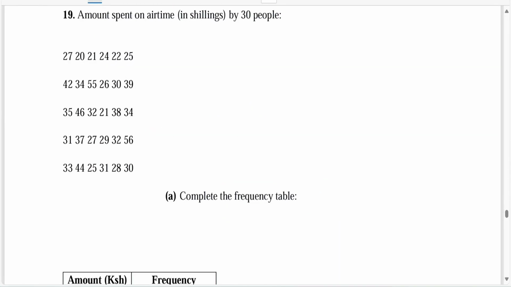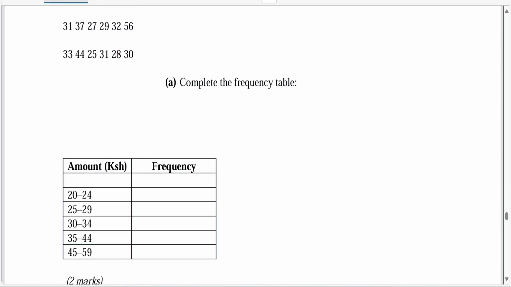Question 19. Amount spent on airtime in shillings by 30 people. Complete the frequency table. So kuna frequency table unaona 20 to 24, 25 to 29, 30 to 34, 35 to 44 na kuna 45 to 59. So nadhani kuna wengine labda waanza kujishuku, bwana 45 to 59 na bwana si 45 to 49.